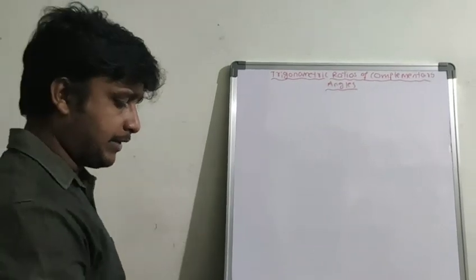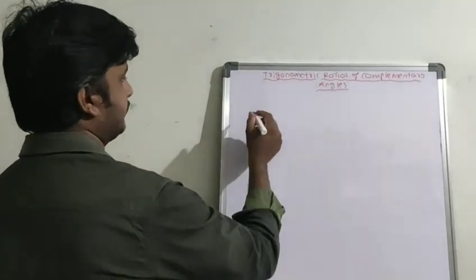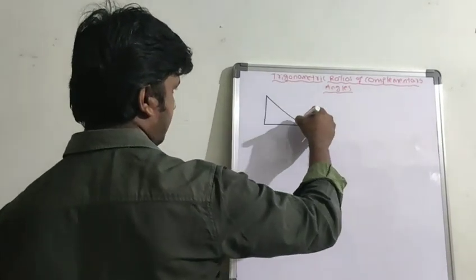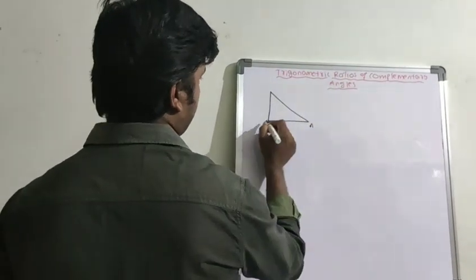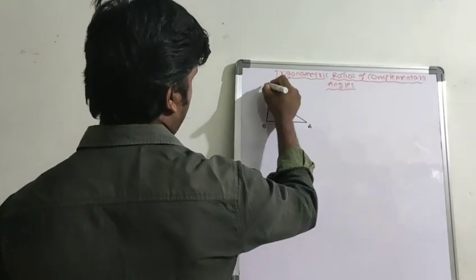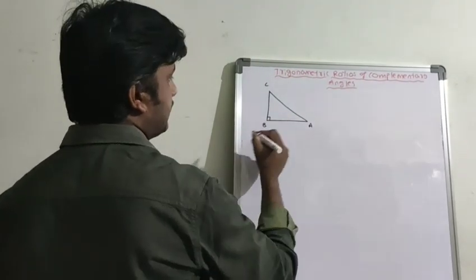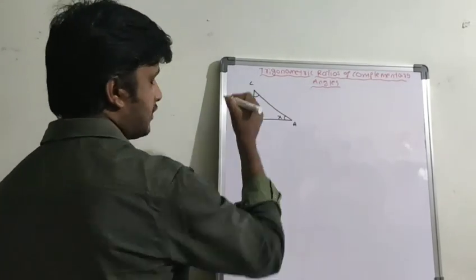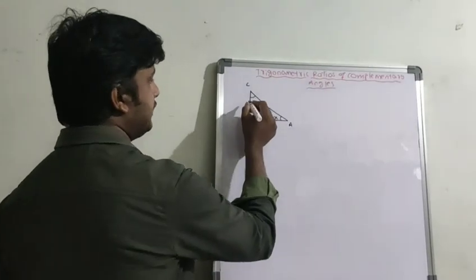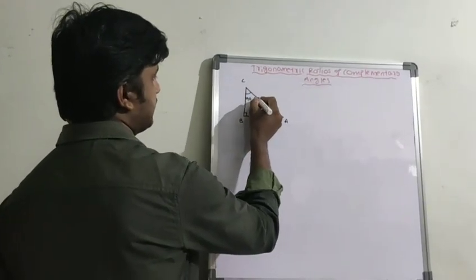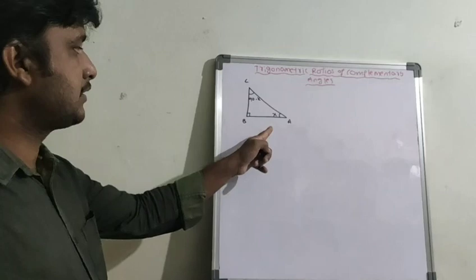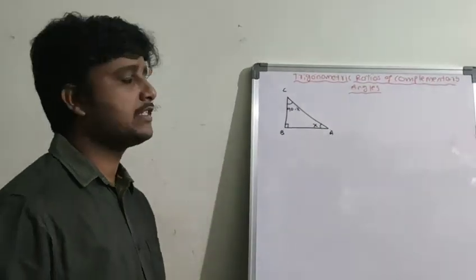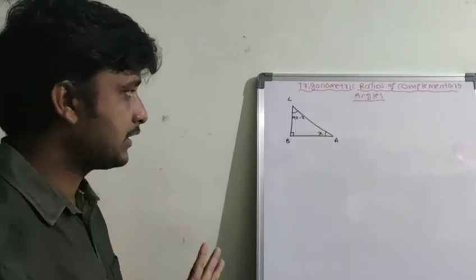So, I'm taking one right angle triangle. This is a right angle triangle, A, B, and C, and this is the 90 degrees. And this angle I am assuming is x. Then these two angles are complementary angles. That means this angle will become 90 minus x. With respect to x, I am going to write all 6 trigonometric ratios, and with respect to 90 minus x also, I will write all trigonometric ratios.